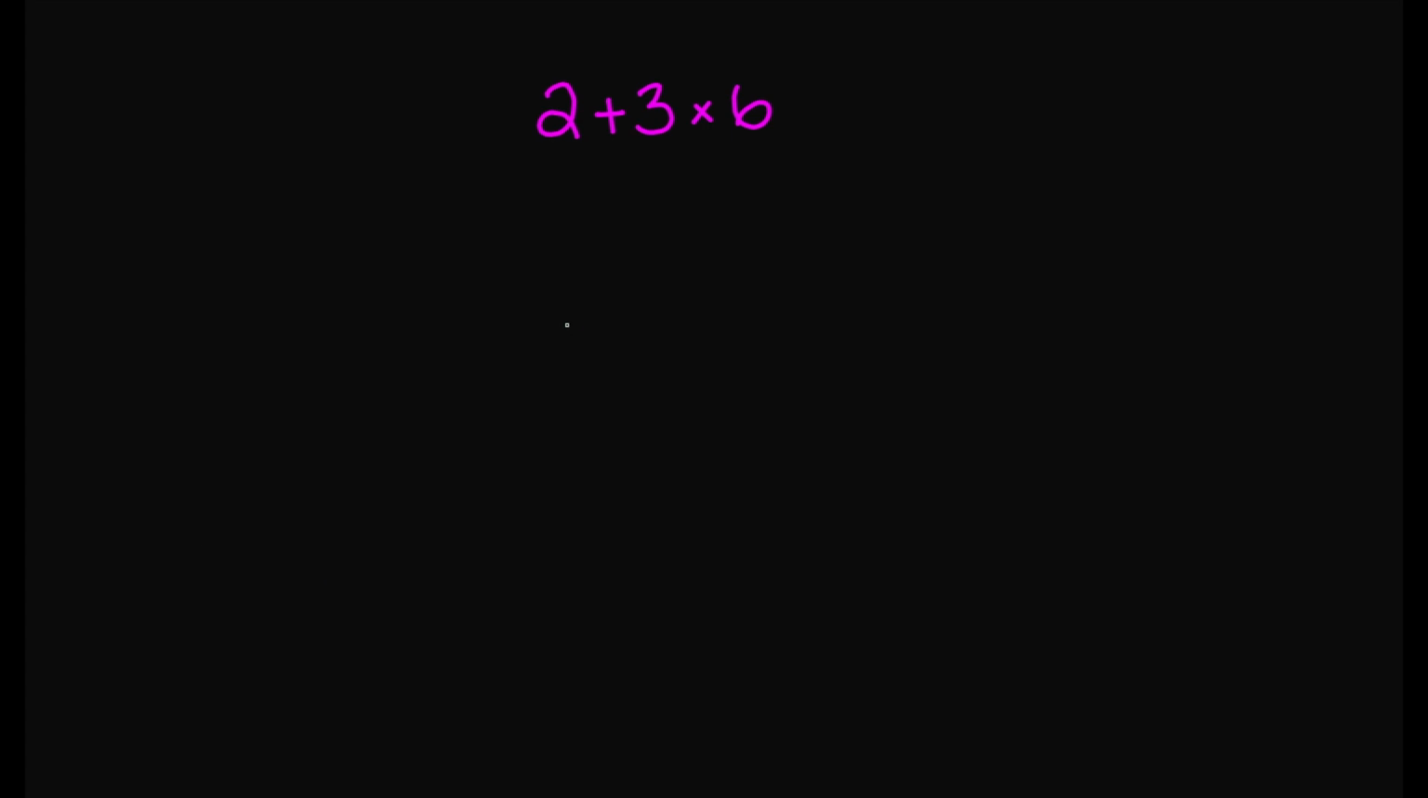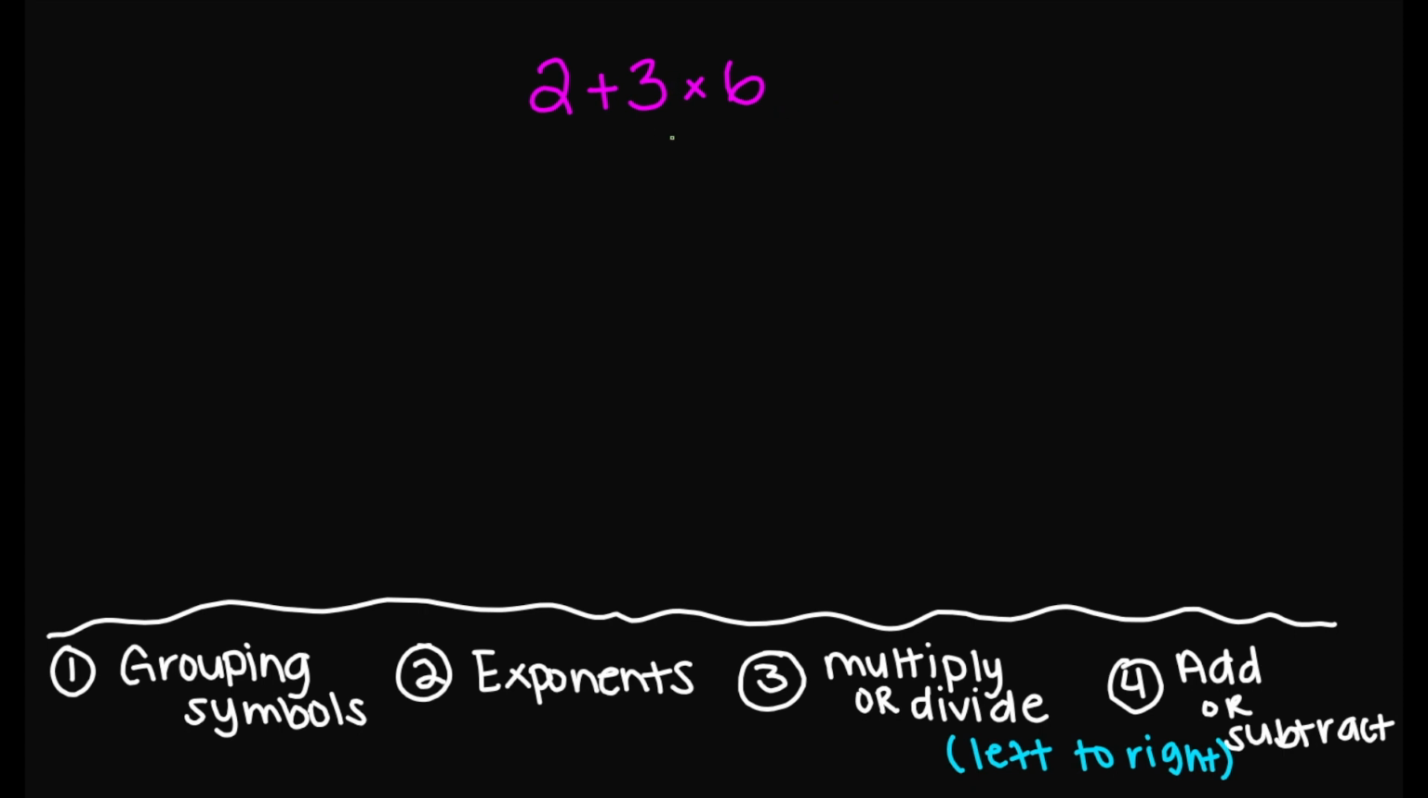So back to this example here. First, we're going to multiply. So we're going to first multiply 3 times 6 because multiplication does come before addition. So we have 2 plus 18. This is going to equal 20. So your final answer here is 20.